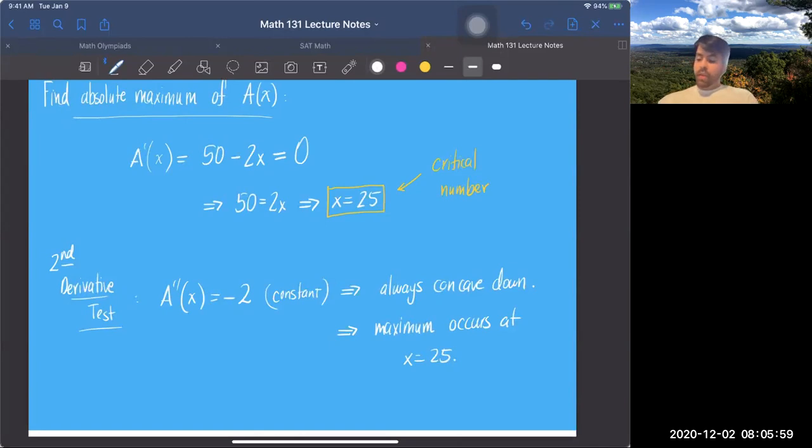So if x equals 25, and that produces a maximum for the area, what would be the y value? Well, we're going to use y. Remember, y was 50 minus x. But if I found x to be 25 already, then when I plug this back in here, I get also 25. So then I get that y equals 25 as well.